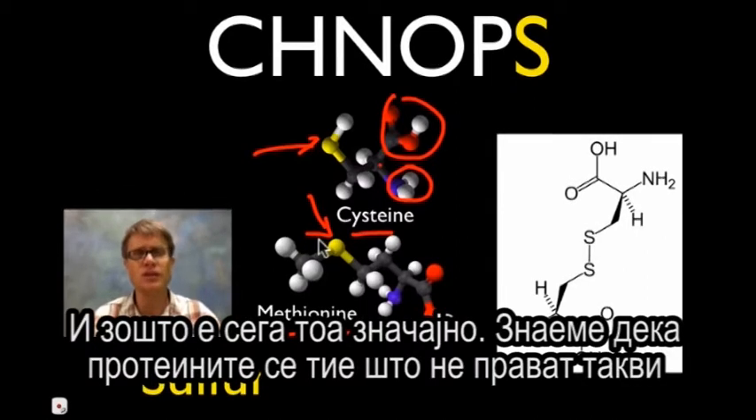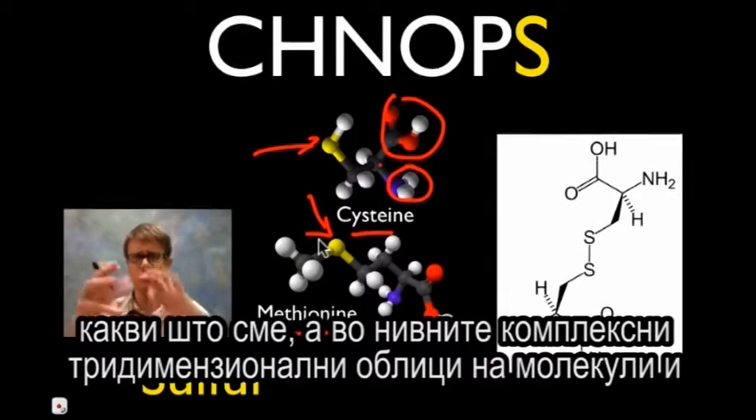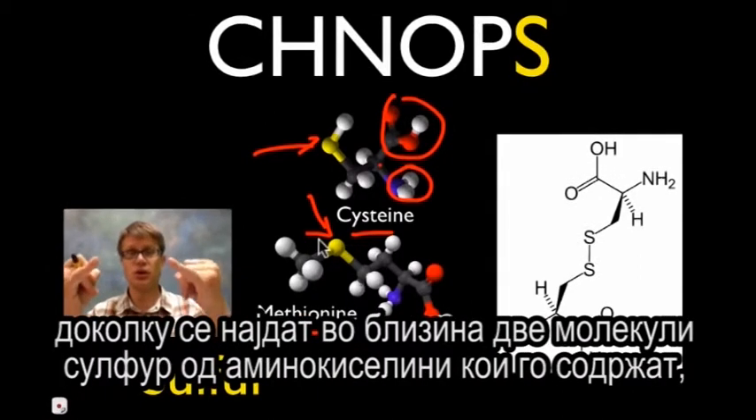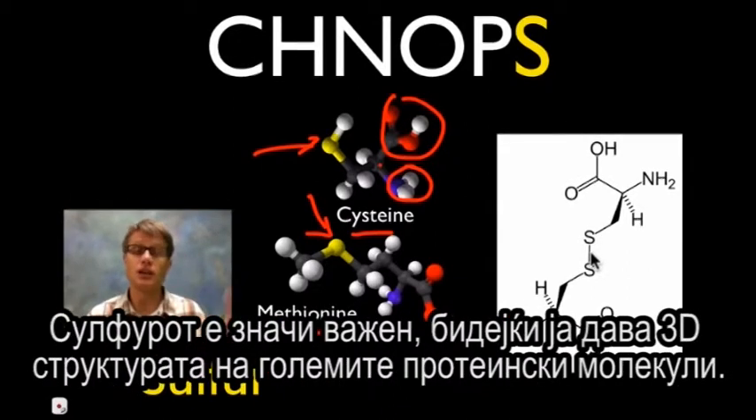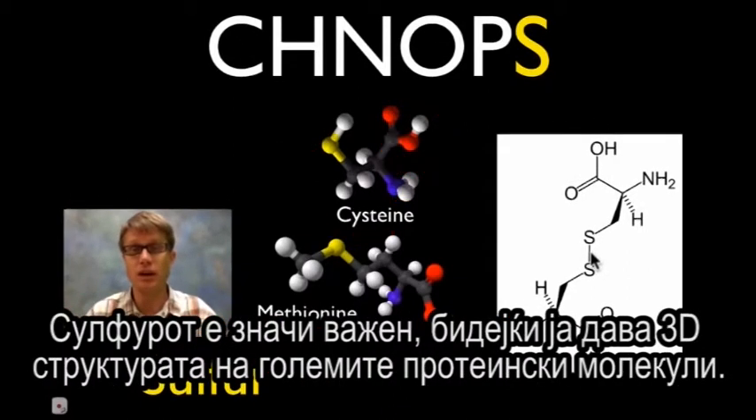Well, remember, proteins make us the way we are, and they have this complex 3-dimensional shape. And basically, if you have a sulfur and 2 R groups, they'll be held together with a bond, and this is called a disulfide bridge or a disulfide bond. And so sulfur is important because it gives us structure to those big proteins.